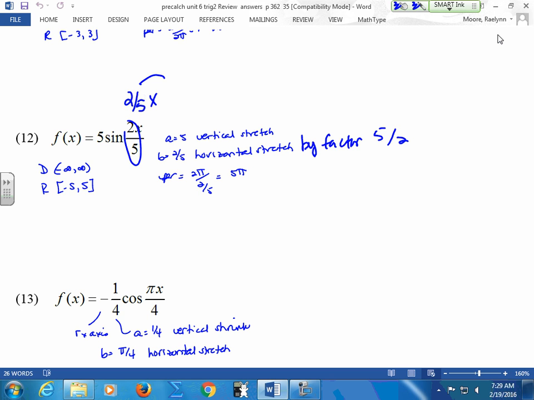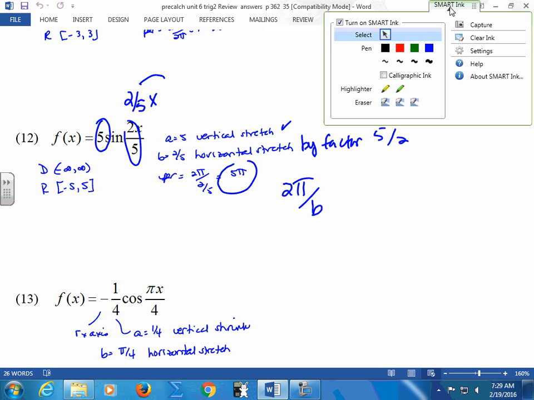Find your period. Again, give me your period. Period is 2 pi over b. Keep these in radians. And again, amplitude. The amplitude gave you a vertical stretch. The domain on the cosine and sine is all real numbers. That's not going to have any effect on anything, only for cosine and sine. We're good? Stop me if you have any questions.